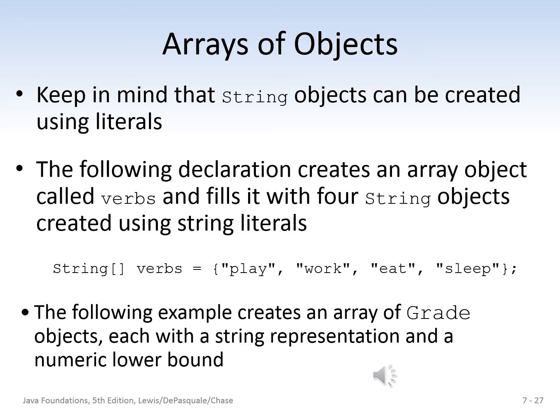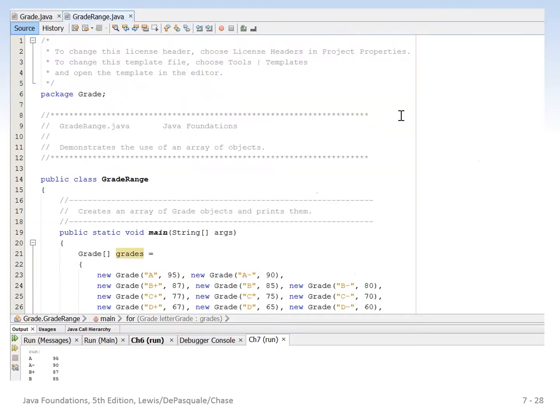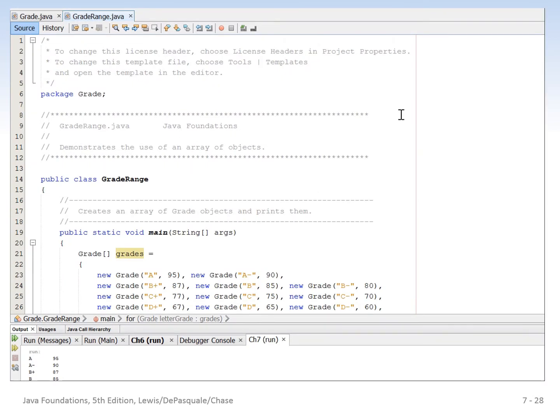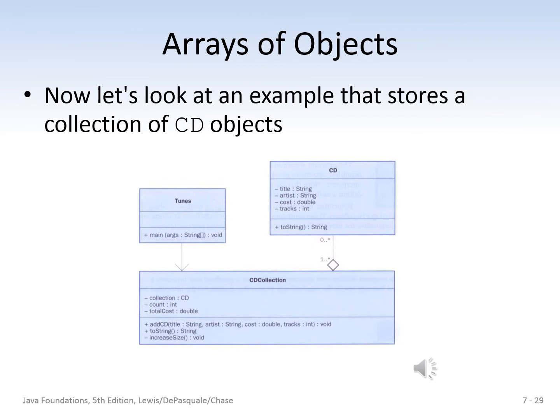So next we're going to look at an example that creates an array of grade objects, each with a string representation and a numeric lower bound. This application demonstrates. Now we're going to take a look at an example that implements an array of objects. In this example, we store a collection of CD objects, obviously using an array. So let's take a look at the code next.